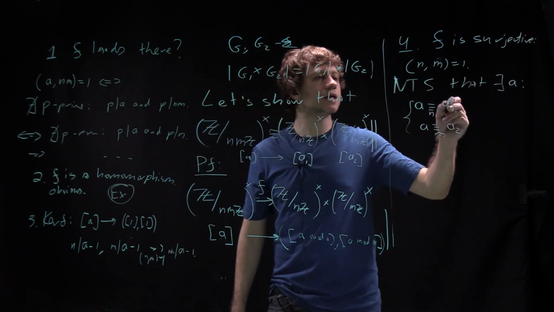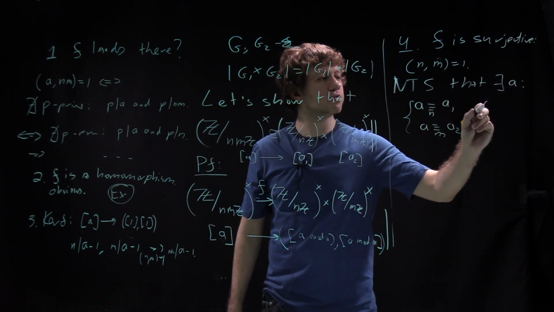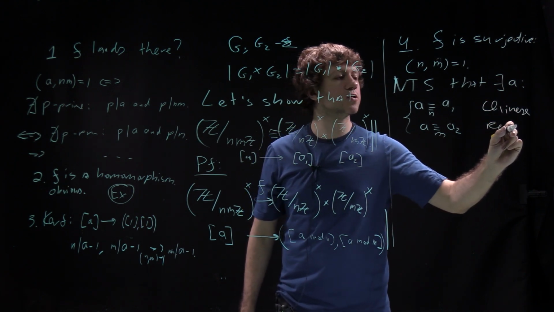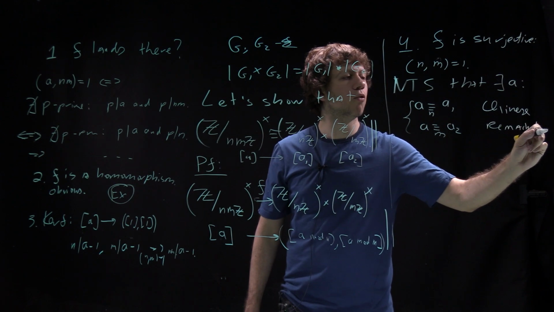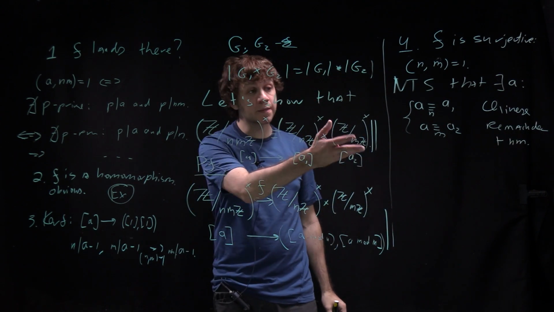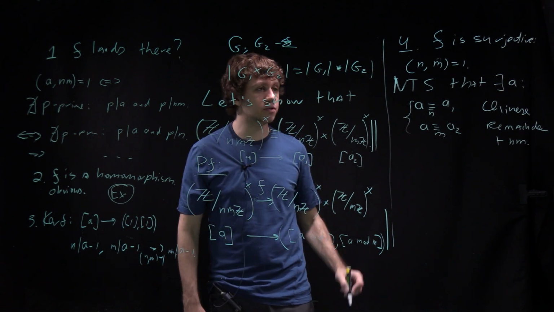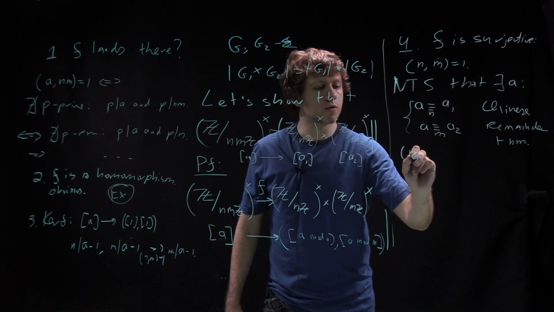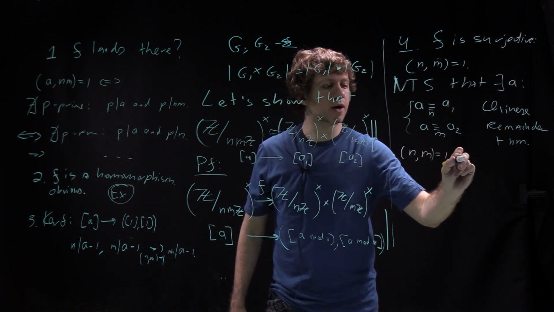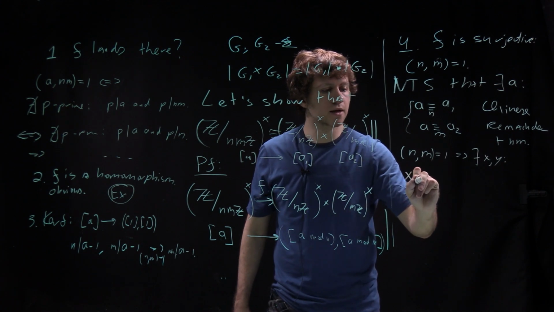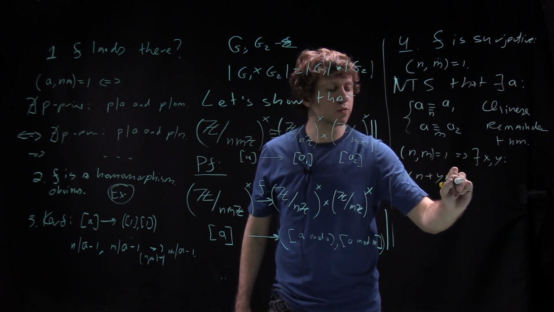The fact that such a thing exists is called the Chinese remainder theorem, and we will talk about it more next quarter. And let me prove it right now. That's not very hard. So n and m are coprime, so then we know that there exists a pair of numbers x and y such that xn plus ym equals 1.